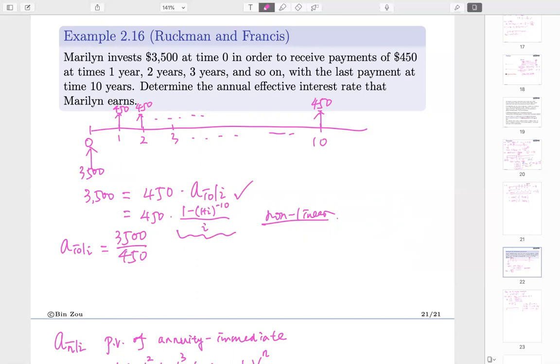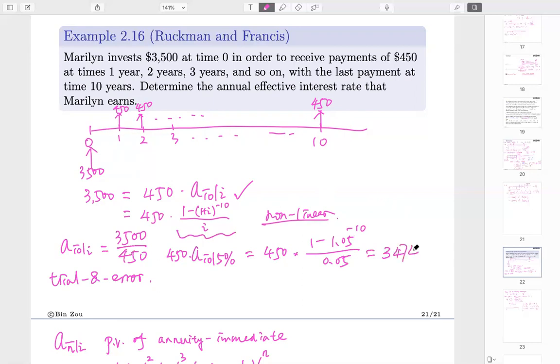Now what you do is you try different values. So this is what we call trial and error. So let's say, what do you want? I always like 5%, so let's try 5%. Okay, so you try 5%. Of course, you can do 450 down here. So you try 5% times 1 minus 1.05 to the negative 10 divided by 0.05. What I get is 3,474.78. Okay, this is less than what I want.